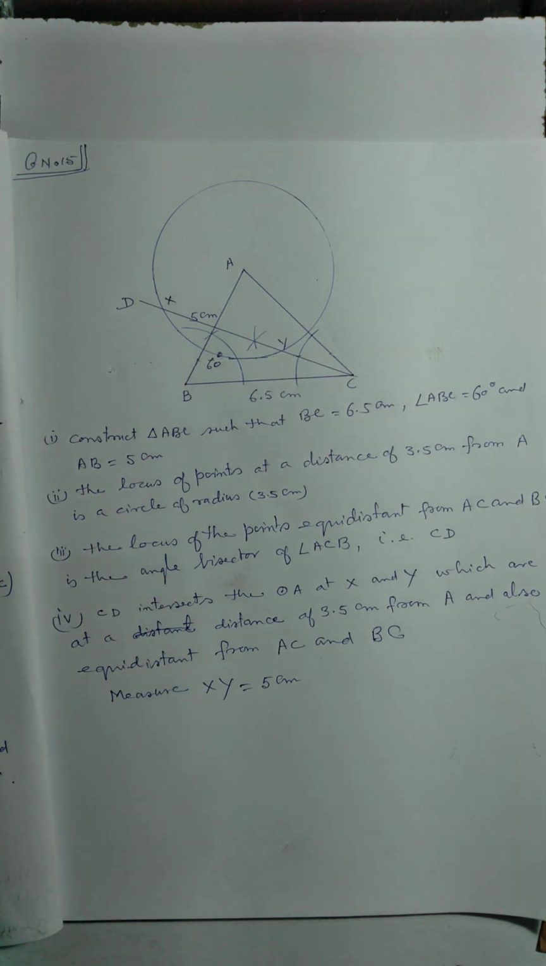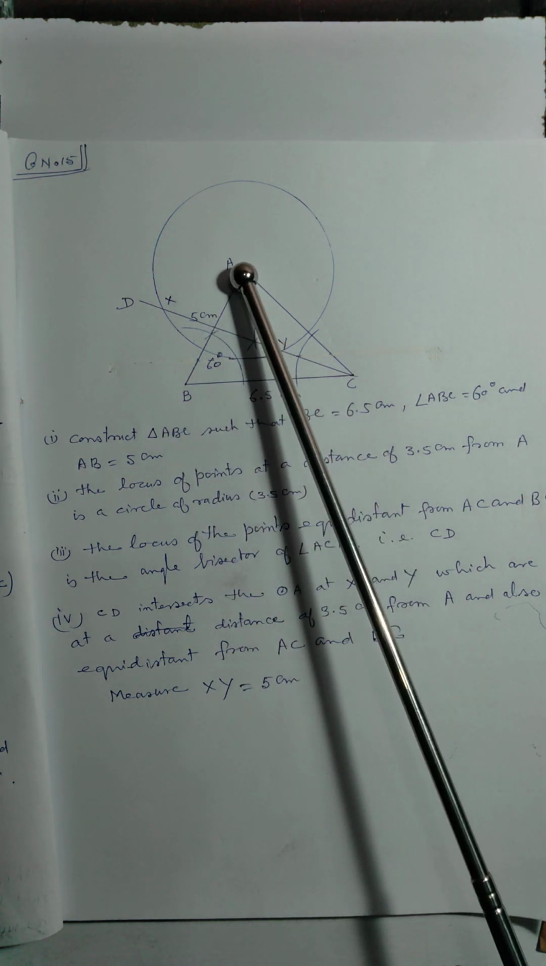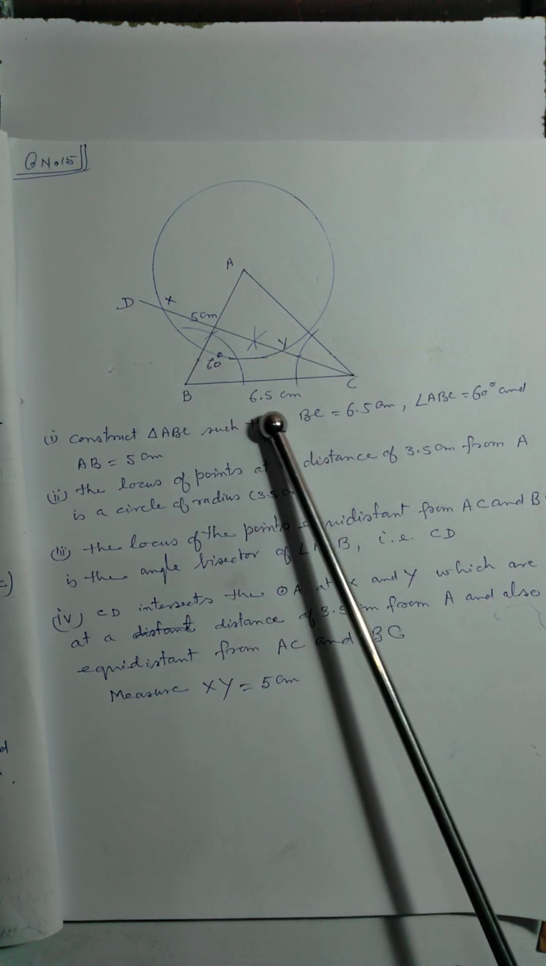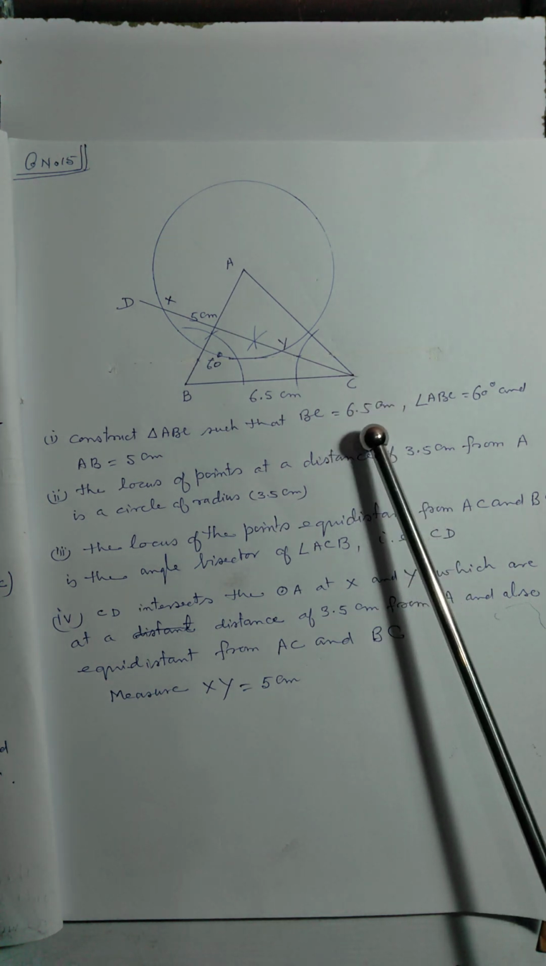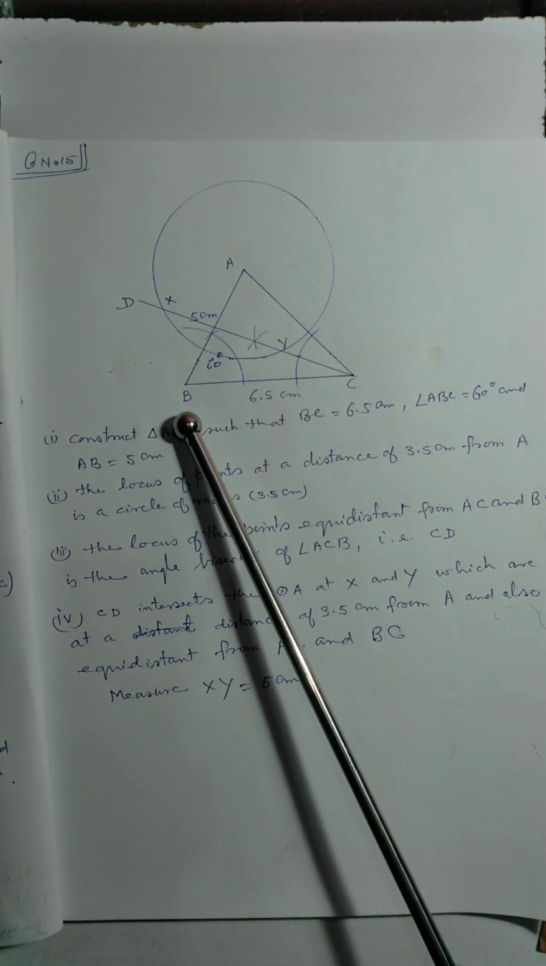Use ruler and compasses only for the following questions. All constructions, lines and arcs must be clearly shown. Construct a triangle ABC in which BC is equal to 6.5 centimeter, angle ABC is equal to 60 degree, AB is equal to 5 centimeter. So first of all I have constructed it. You see, BC is 6.5 centimeter and AB is equal to 5 centimeter. Angle ABC is 60 degree and CD is the angle bisector of angle ACB.